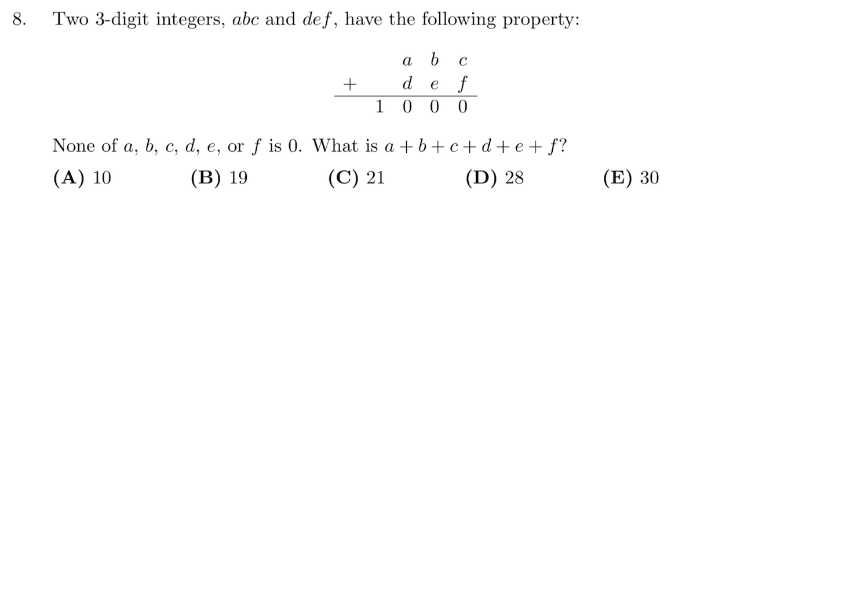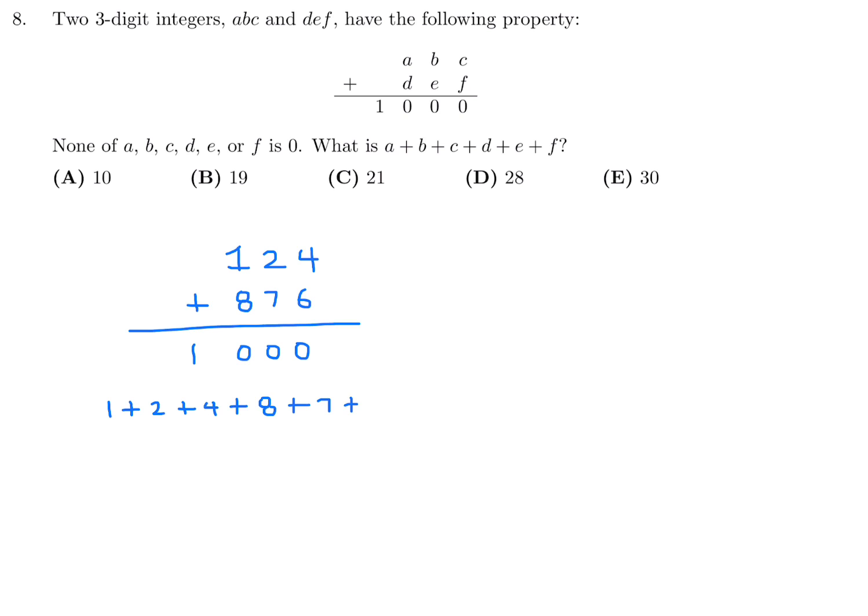Okay. Well, I'm going to do it in a non-scientific way, which is just plugging in some numbers. Just choose some numbers. So I'll just choose 8, 1, 2, 4. If I subtract that from 1,000, I get 876. So this is one of many pairs of 3-digit numbers that equal 1,000 when you add them. And therefore, now I have to figure out what is the sum of A plus B, all that. So that's going to be 1 plus 2 plus 4 plus 8 plus 7 plus 6, and that is equal to 28.